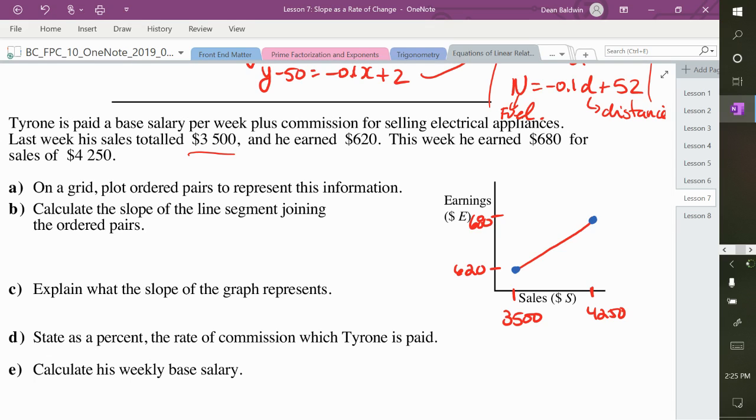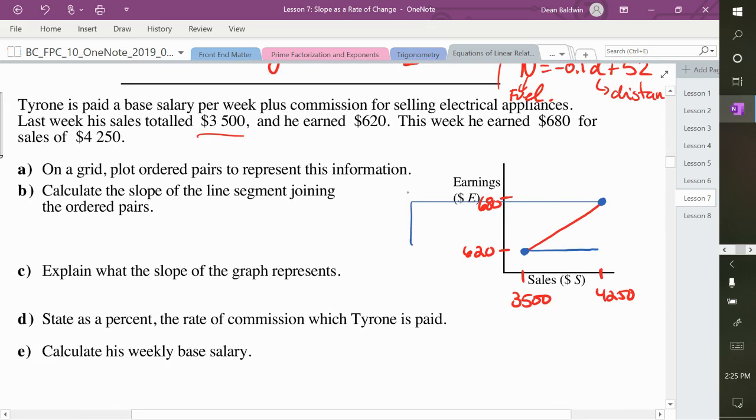Okay. Can we calculate the slope of this line? We can, because we know each of the x values, we know each of the y values. You could literally just do a triangle if you wanted to, or you could use m is equal to y2 minus y1 over x2 minus x1. It doesn't really matter.